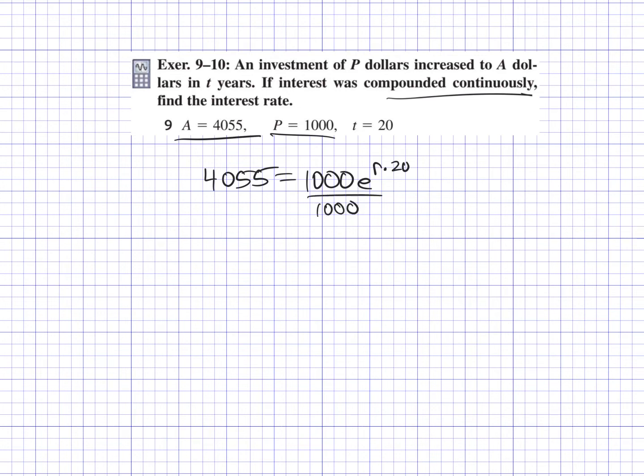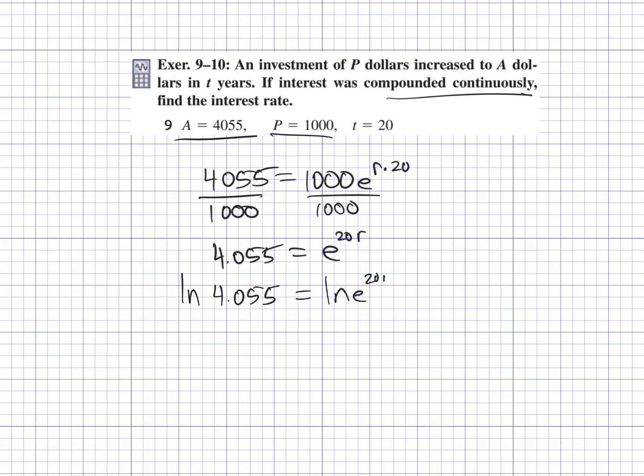First, we're going to divide off the 1,000. All right, so that's going to be 4.055 equals e to the 20r. All right, so how do we get this information? In order to get e to the 20r, we can change this by taking the natural log of both sides. I know we haven't talked about natural log yet. Natural log is a log base e, and if these are the same, we end up with 20r.